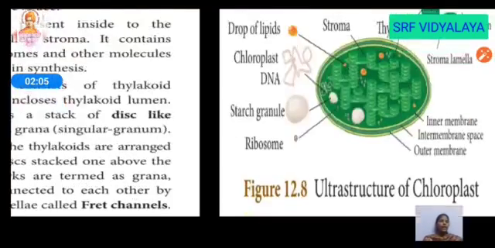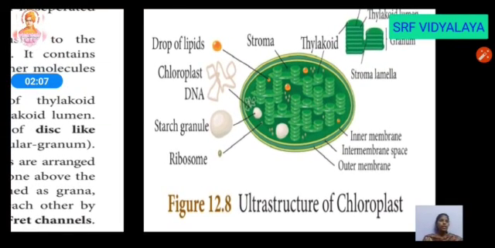So in this diagram you can see three regions: inner membrane, intermembrane space and outer membrane. So these three regions together constitute and form an envelope. The next is the stroma. Stroma is nothing but the matrix region that covers the entire chloroplast. So that is called the stroma. The stroma contain DNA and ribosomes in it. So this helps in the protein synthesis.